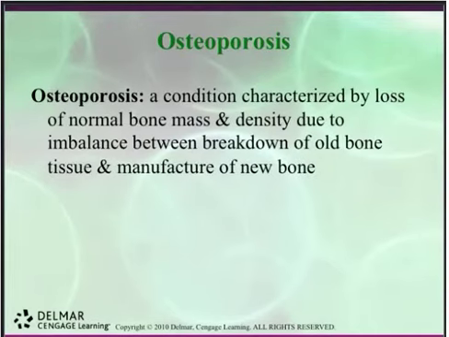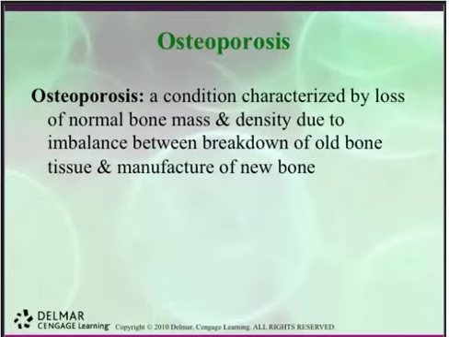Osteoporosis is a condition characterized by loss of normal bone mass and density due to imbalances between the breakdown of old bone and the manufacturing of new bone. Osteoporosis is considered a metabolic bone disease because it can originate from hormonal or dietary factors as well as disuse. Some possible causes of osteoporosis include radiation treatment, malabsorption of calcium, smoking, immobility, chronic diseases such as rheumatoid arthritis, senile and postmenopausal osteoporosis usually results from a lack of estrogen.